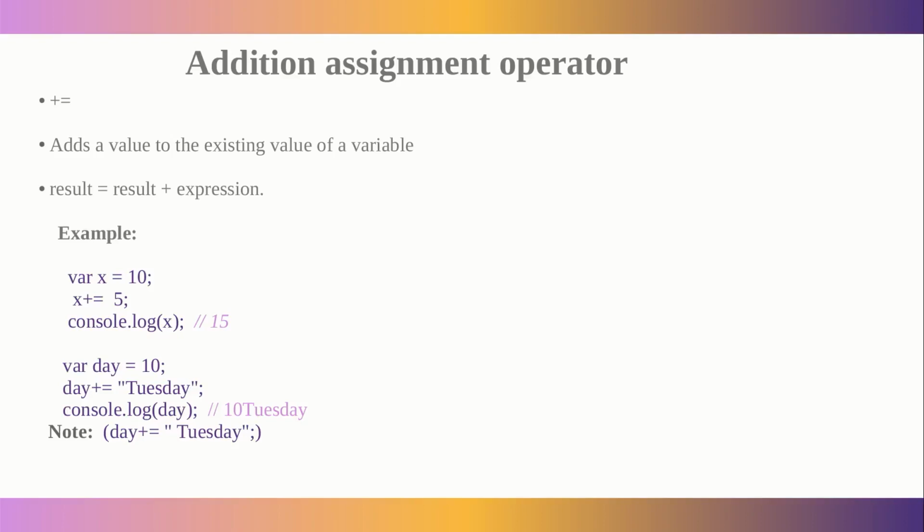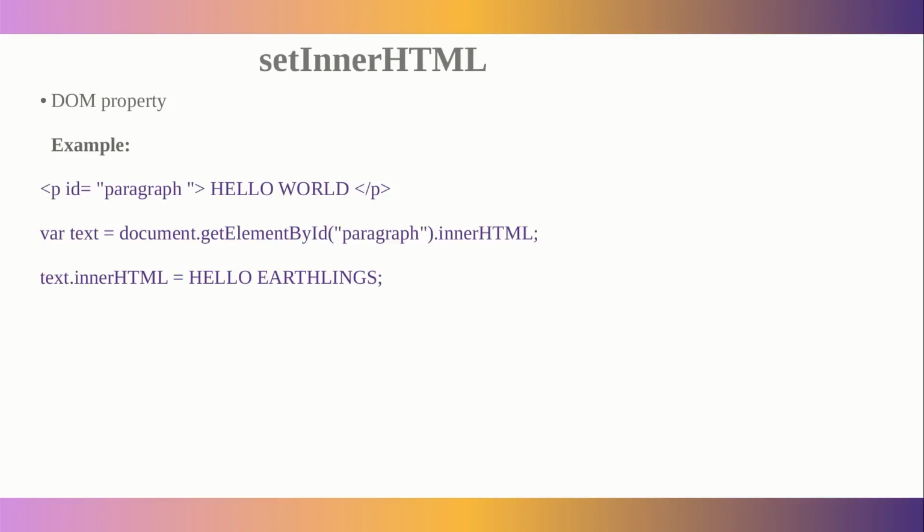Moving on, let's talk about the DOM set innerHTML property. So what is the innerHTML property? InnerHTML is the text that occurs between an element's opening and closing tag. For example, in the following p tag, hello world is the innerHTML between the opening and closing p tags. The innerHTML property allows you to add or modify the text content of an element. So in order to use the innerHTML property, we need to first access the element whose text content we wish to modify. And we do that with the DOM getElementById method that we've talked about.